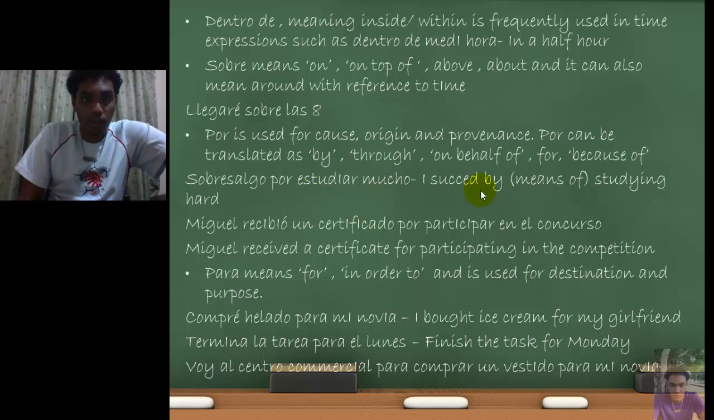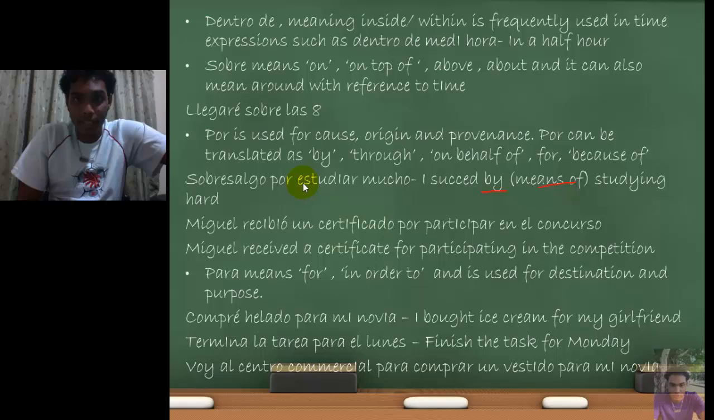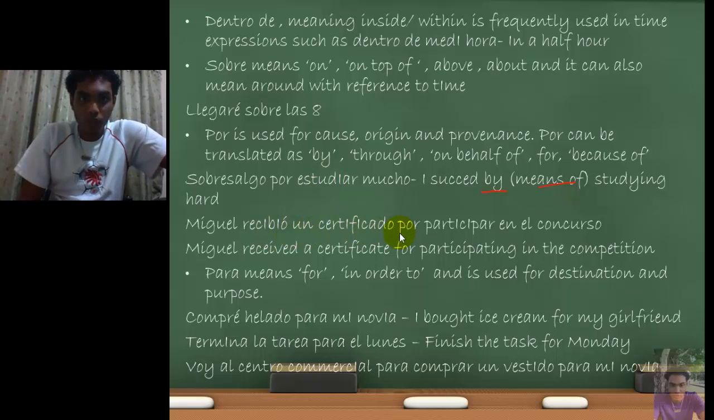Sobresalgo por estudiar mucho, right? I succeed or I do very well by studying. Easy way to remember: por is by means of, right? By means of studying, I succeed. By means of studying a lot, I succeeded, right? He received a certificate for participating in the competition.